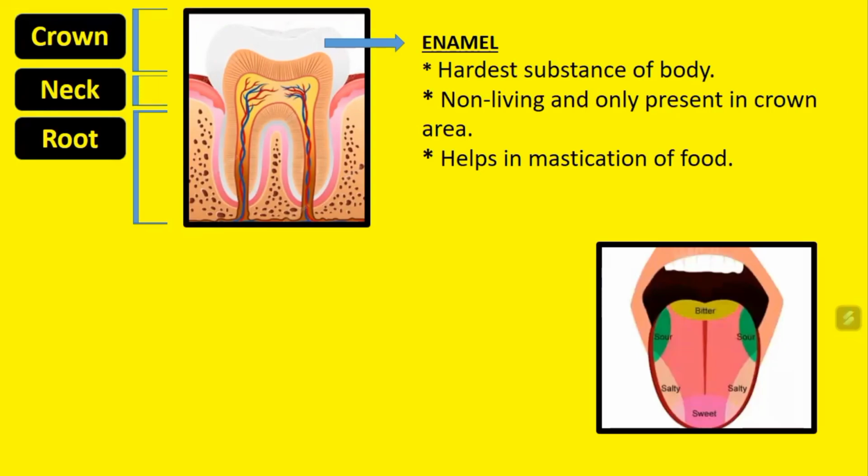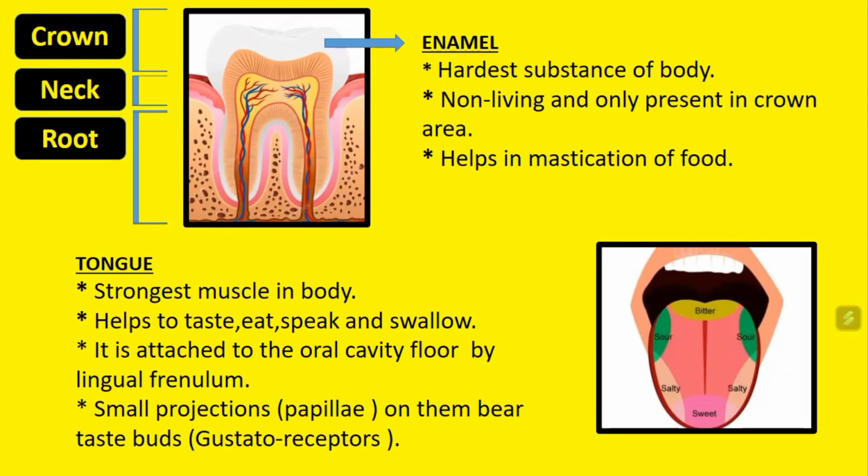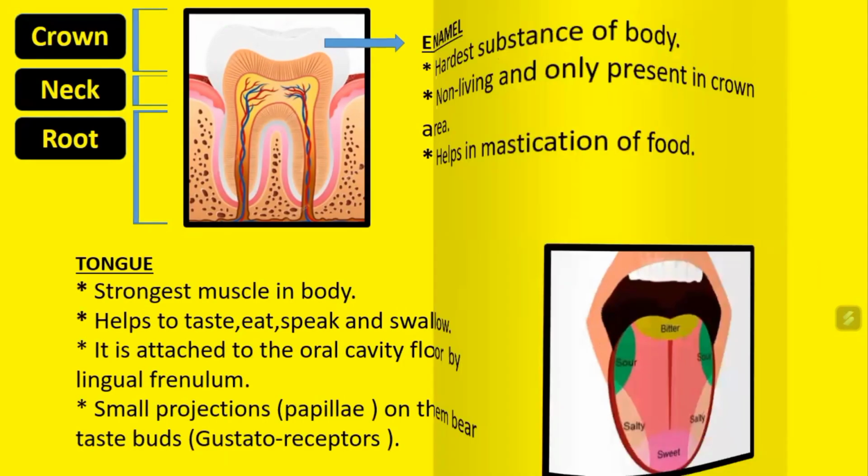Now, let's list some of the details of the tongue. The tongue is the strongest muscle of the human body. It helps to taste, eat, speak, and swallow. It is attached to the oral cavity floor by a lingual frenulum. Also, the small projections called papillae on it bear taste buds, also known as gustatoreceptors.